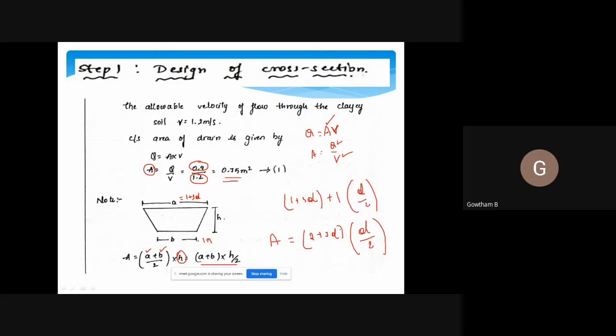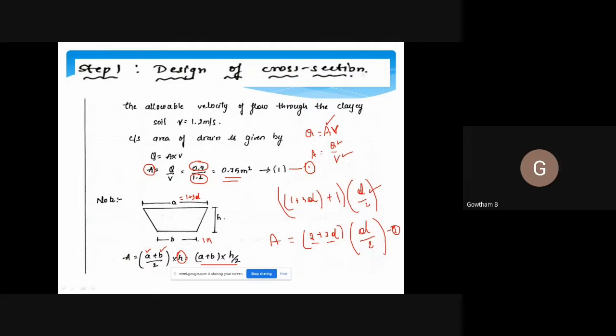Correct, no? I hope all of you are following what I am saying. This is 1 plus 1, 2 plus 3D, multiplied by H divided by 2. I'm going to consider the height in terms of D divided by 2. You call this equation number 1, which is obtained from the continuity equation. You call this equation number 2.